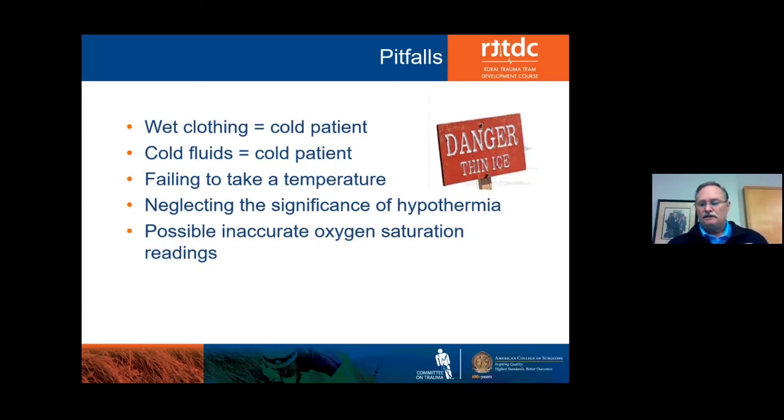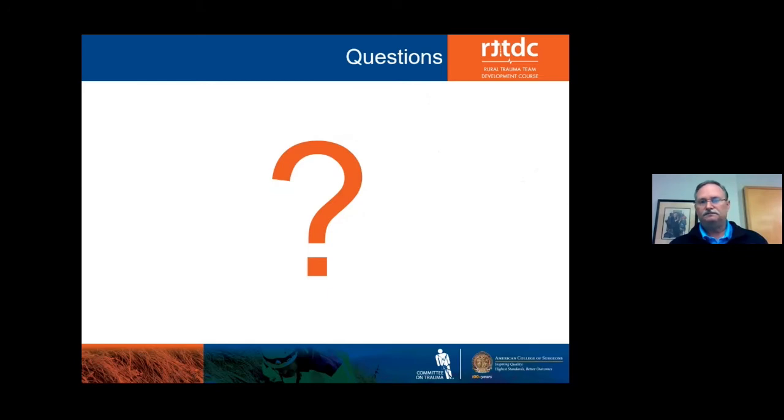Okay, and also, failure to recognize that with someone that is hypothermic, their oxygenation may not be very good, or it might be very good, and they're reading poor because they don't have good blood flow to their extremities. So the main take-home point with this is undress the patients, expose them, remove wet clothing, and then warm them up with blankets and bear huggers and warm fluids and warm blood.